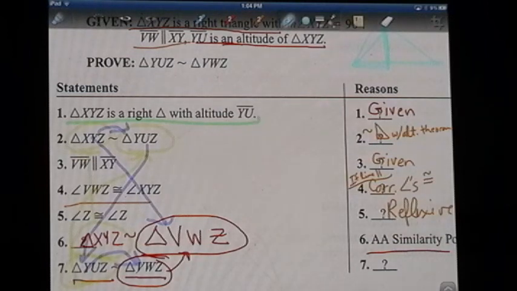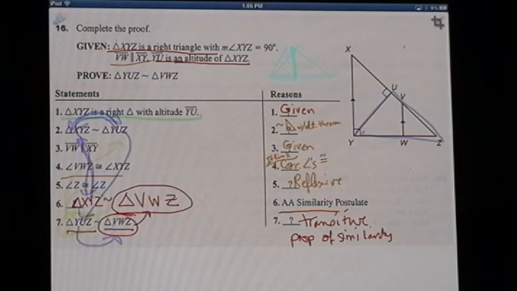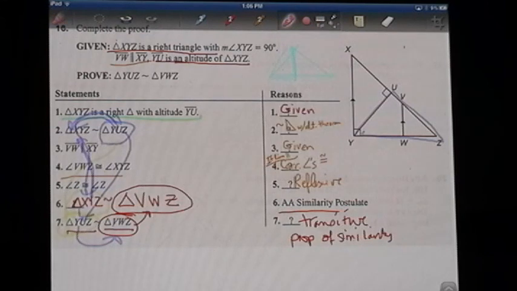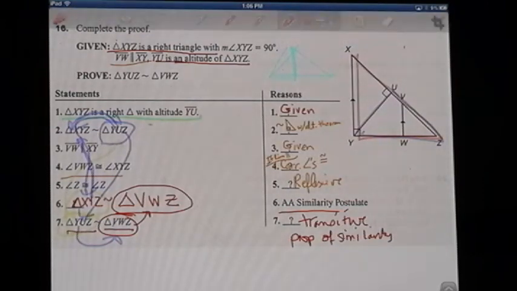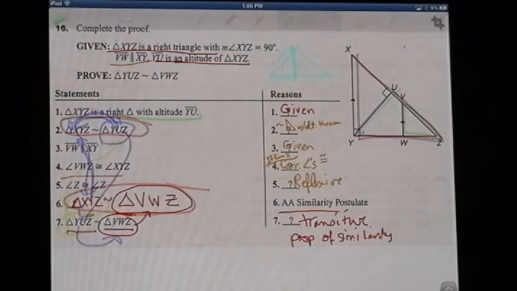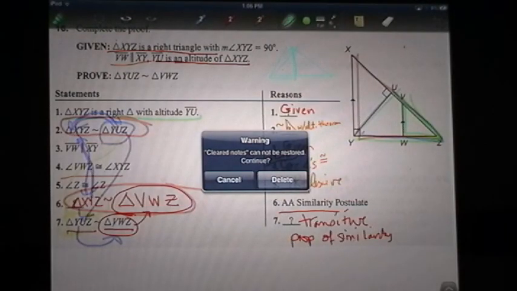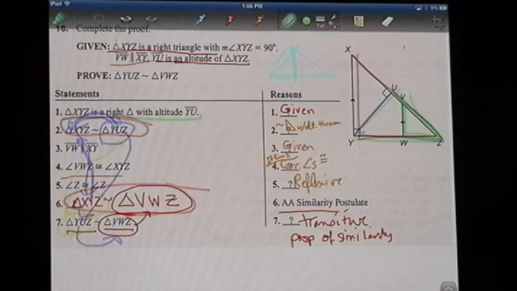Well, I did that kind of backwards. Let me try that again. YUZ is similar, from up here, to XYZ. That's right there. And XYZ is similar to VWZ. Then YUZ is similar to VWZ. I think I'll just leave it there for a second.